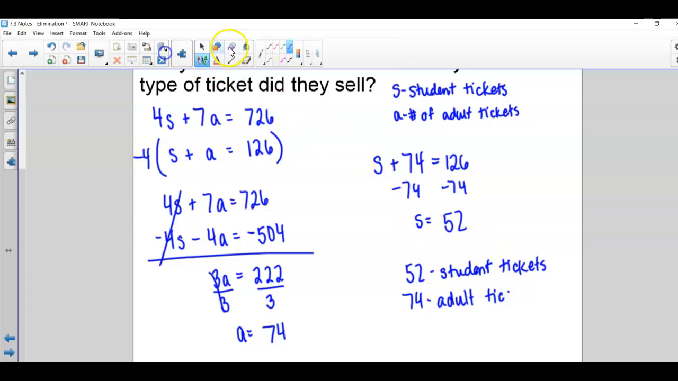Make sure on these problems that you tell at the end what your 52 and your 74 are. The last problem didn't really matter because it was just two numbers. Actually, we had to give the products. But for this one, you've got to make sure you show what the student tickets and the adult tickets are. Okay, questions?